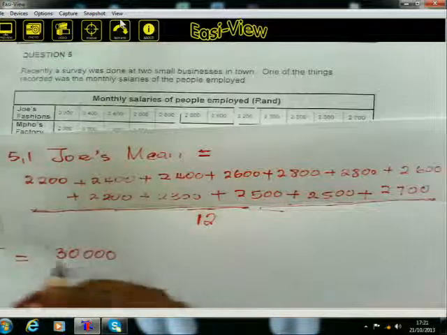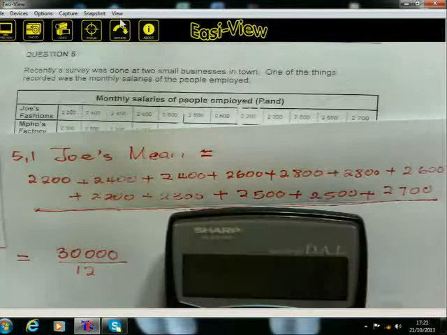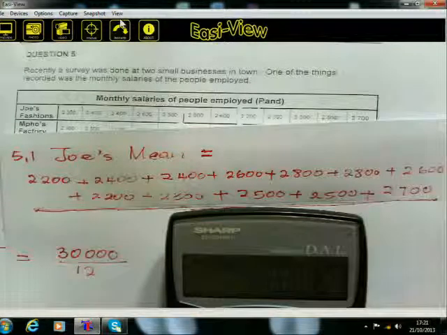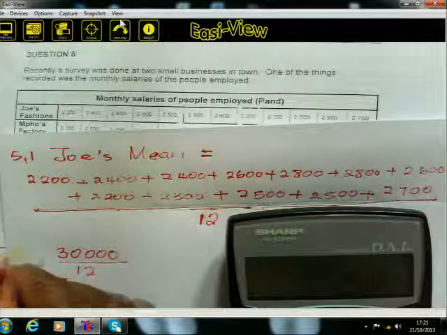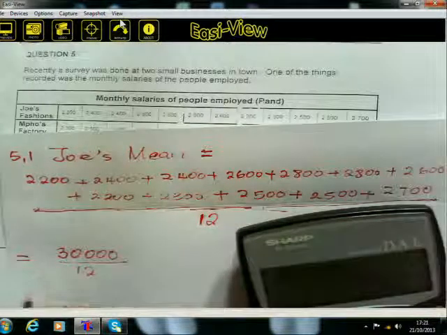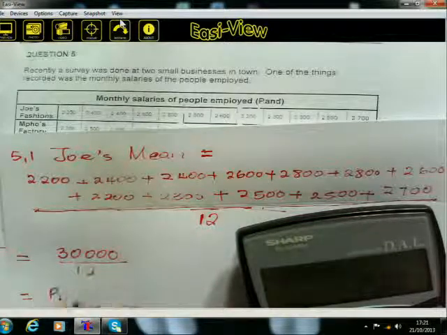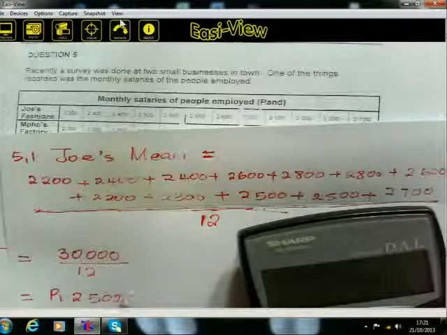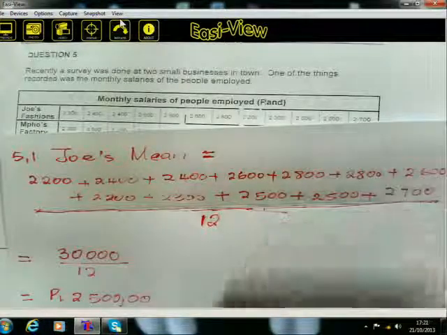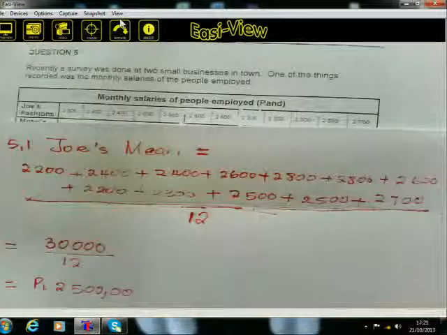30,000. You divide it by what? You divide it by 12. It gives you, remember we are working with salaries here, so don't forget to write a rand sign. It will be R2,500. That is Joe's mean.